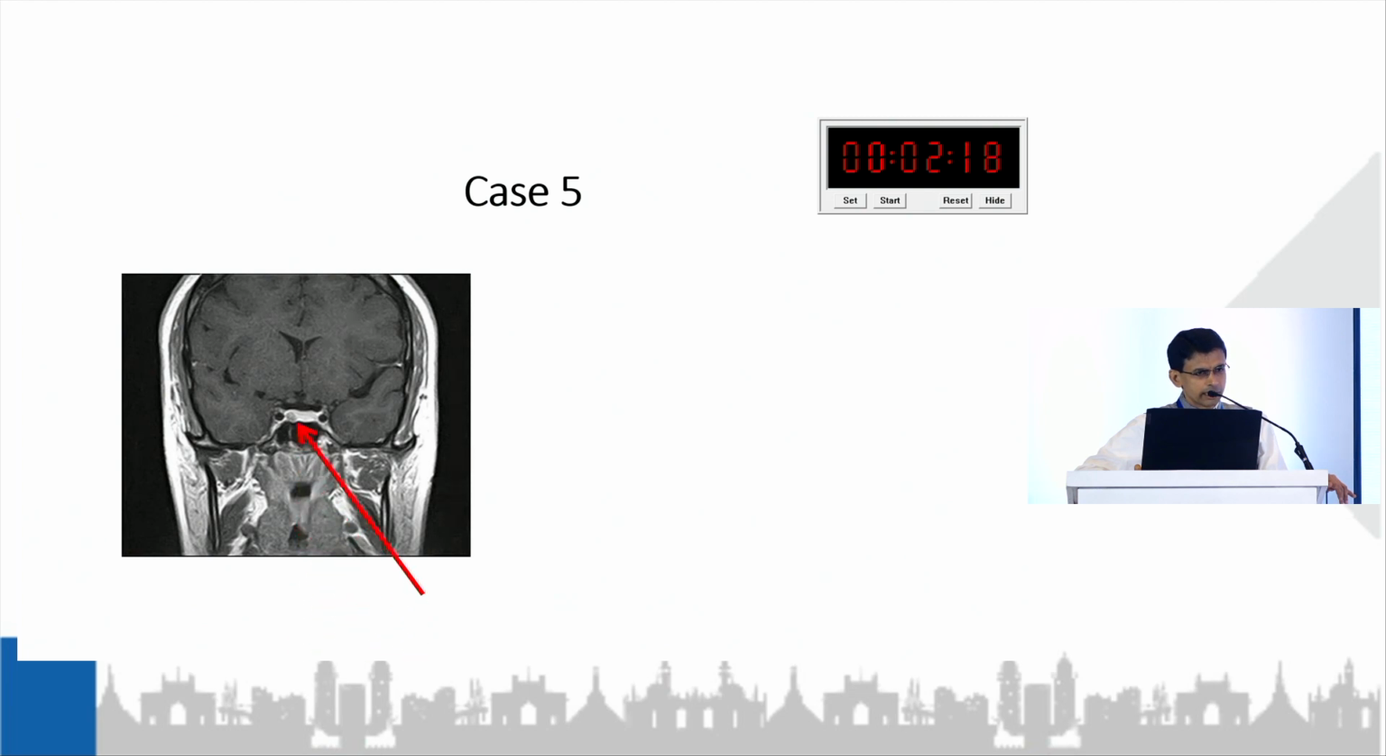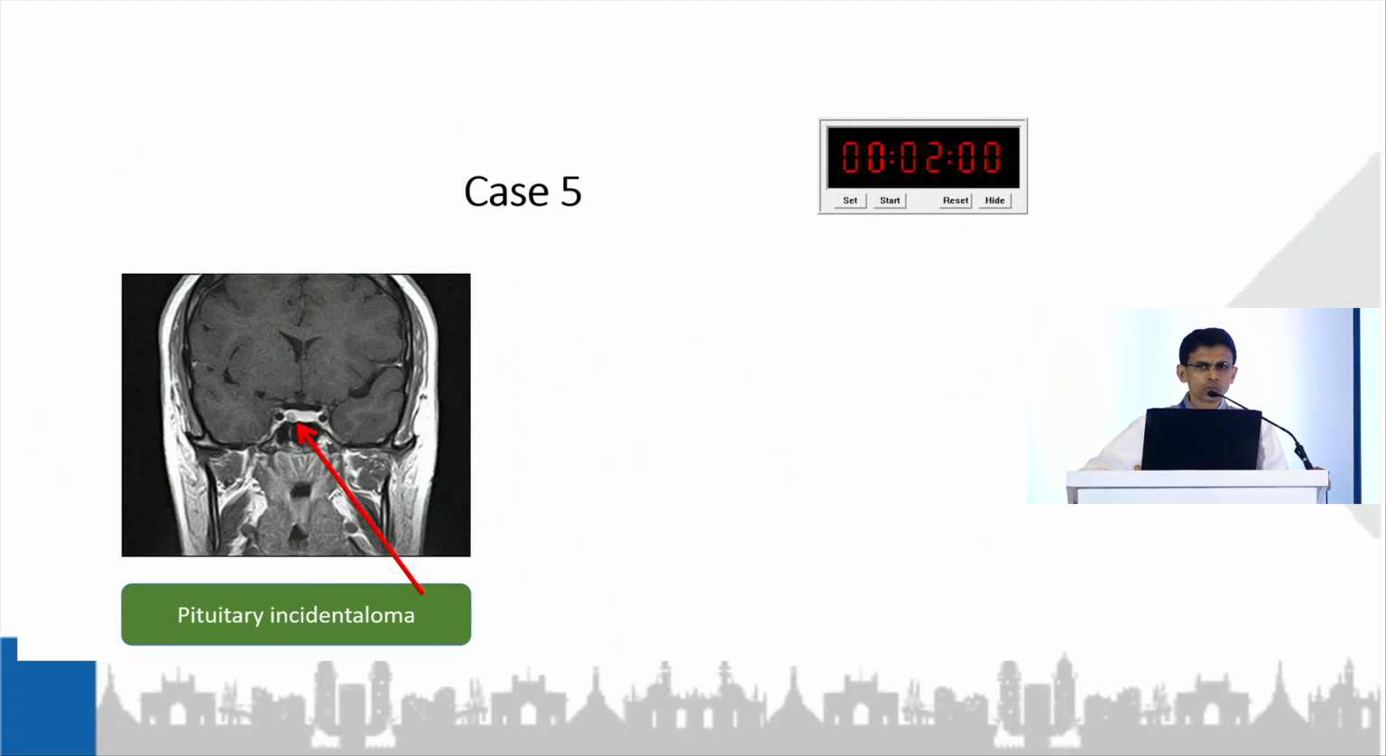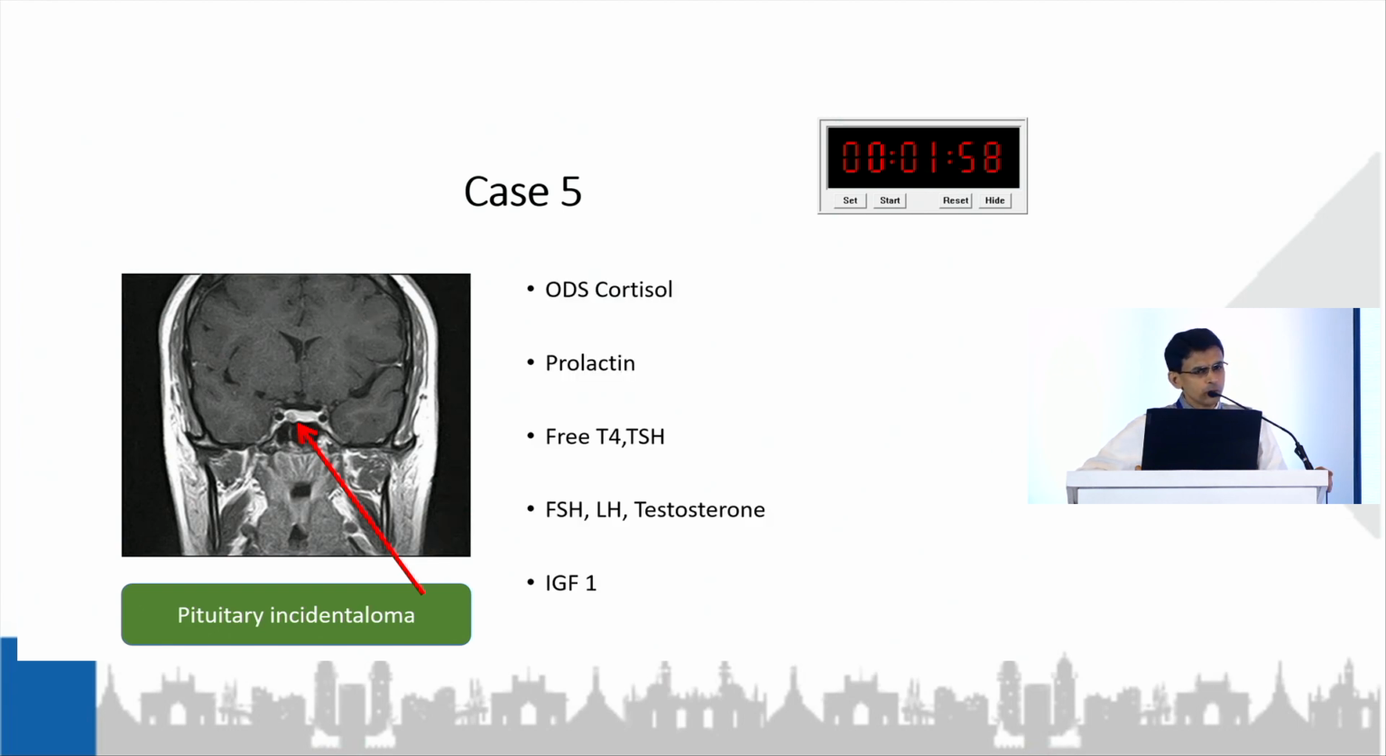Last case, there is an incidentaloma sitting there. Incidental finding, evaluated for headache. The MRI showed an incidental pituitary adenoma, less than 1 centimeter in diameter. How to evaluate? It is very unlikely to produce hypopituitarism. This very small microadenoma is very unlikely to produce hypopituitarism. So look for hormone excess. You can do overnight dexamethasone suppression cortisol, prolactin, FT4, TSH, FSH, LH, testosterone, and if there is clinical suspicion, you can go for IGF-1 also.